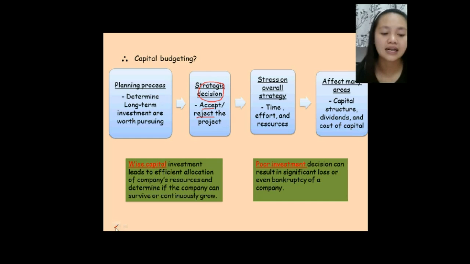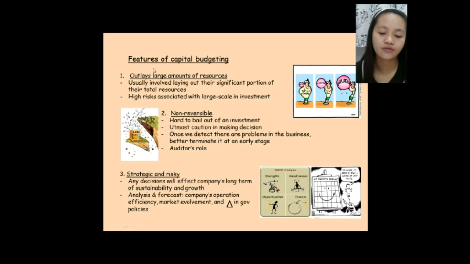Wise capital investment leads to efficient allocation of the company's resources and determines whether the company can survive or continuously grow, while a poor investment decision can result in significant loss or even bankruptcy of a company.